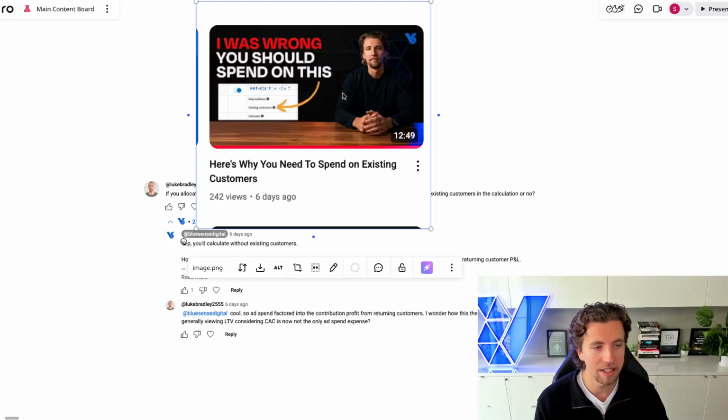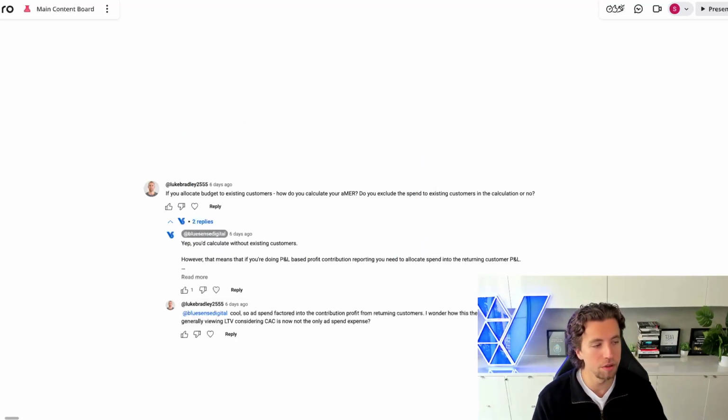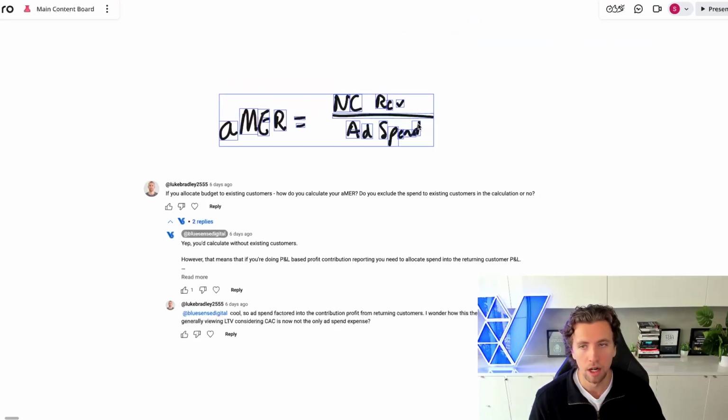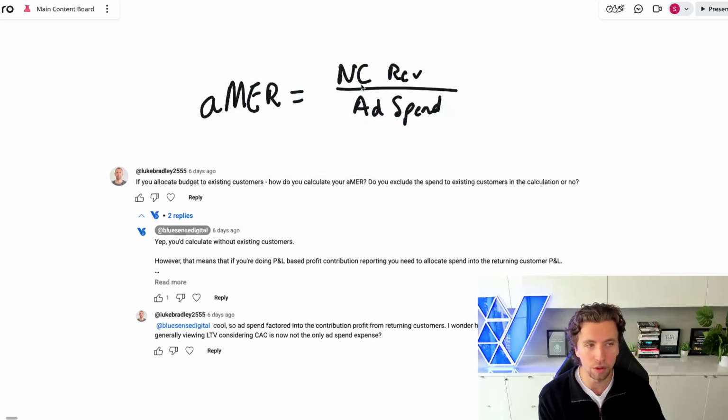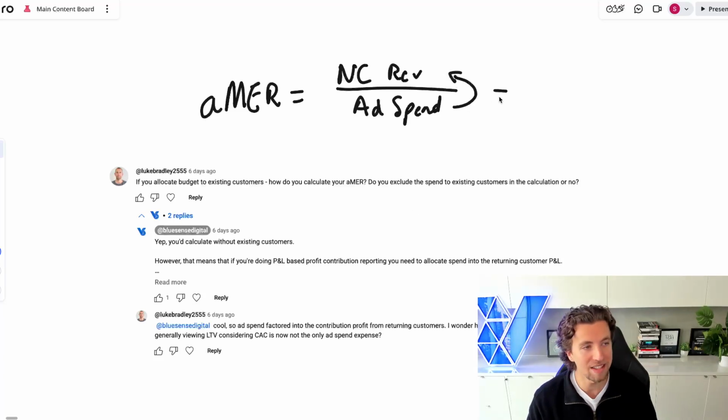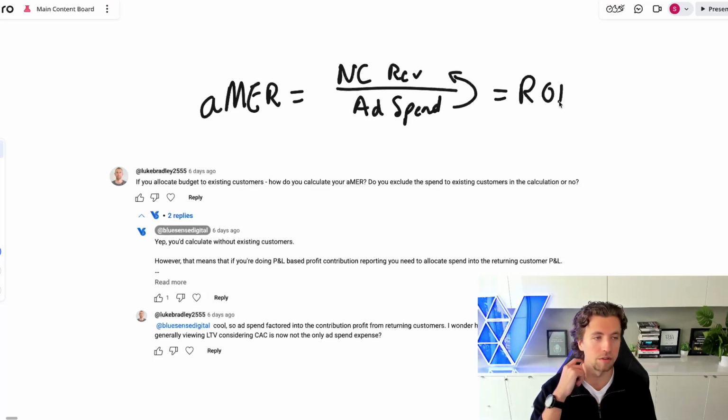Now, the caveat that this then brings is that if you're using acquisition MER as a core metric for standardizing performance, which for clarity for those that aren't across acquisition MER, it's net new customer revenue divided by ad spend. And the purpose of using this metric is because the purpose of ad spend should be to drive new customer revenue. And so it is the best direct measure of ROI out of the paid media channels.